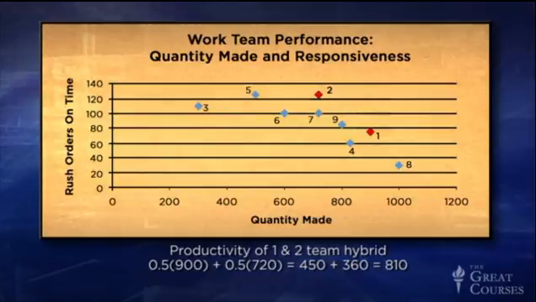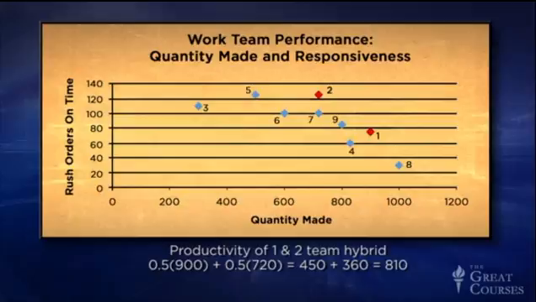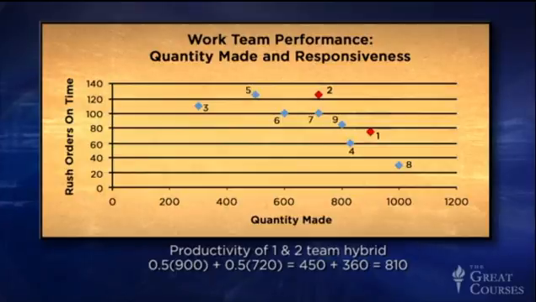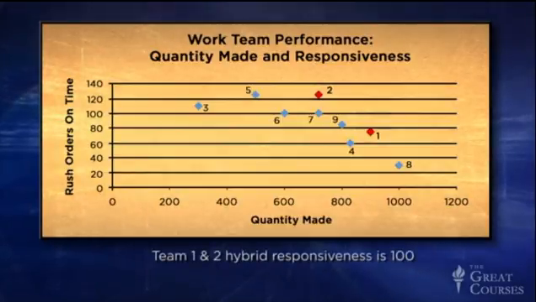The productivity for Team 1 is 900, so half of Team 1 gives you 450 units. Similarly, Team 2 has a productivity of 720, so half of Team 2 makes 360. Add them together, and it's 810. In the same way, the hybrid responsiveness is 100.